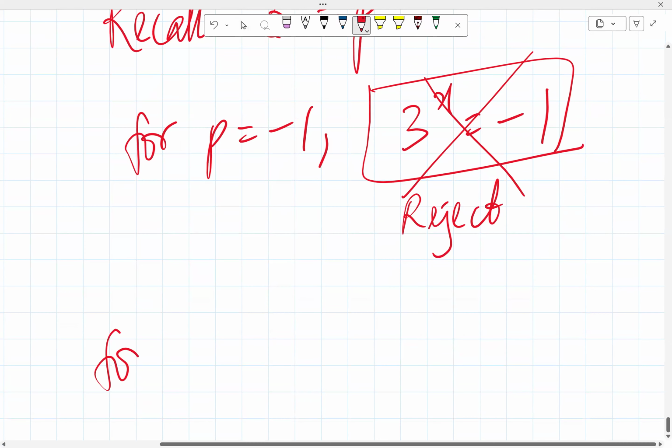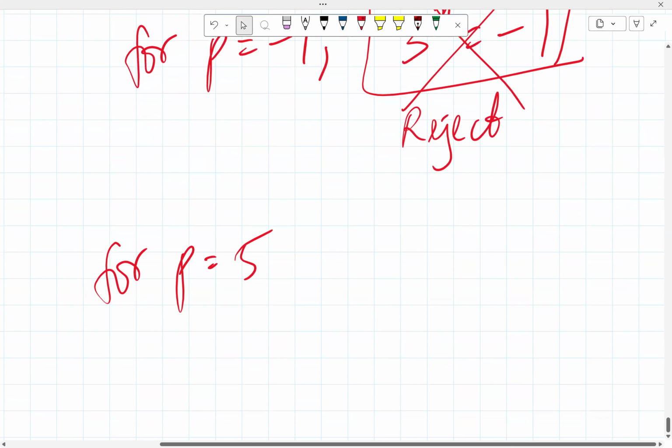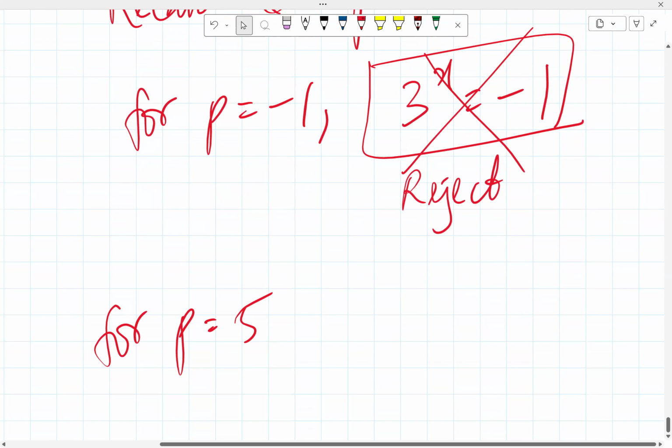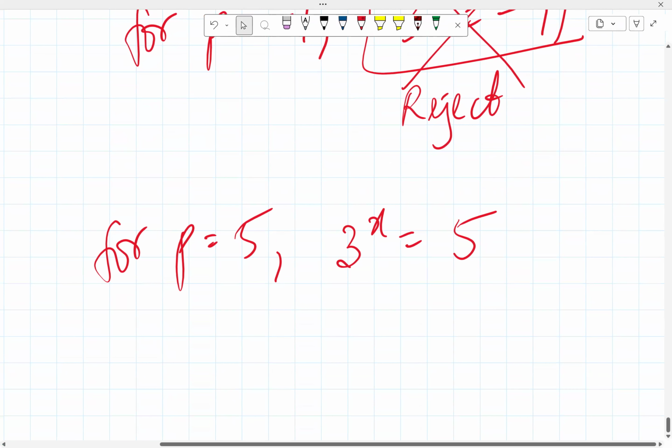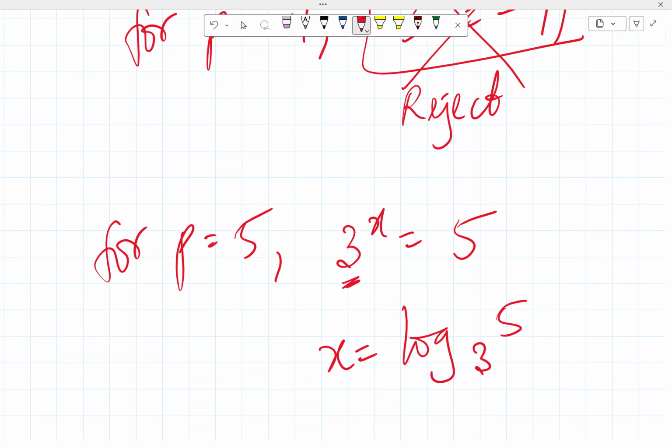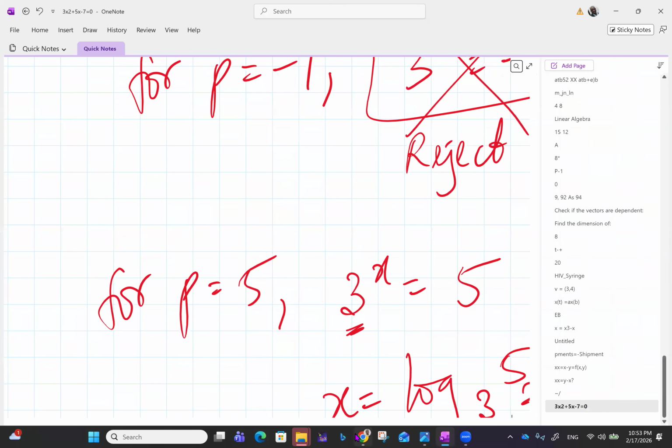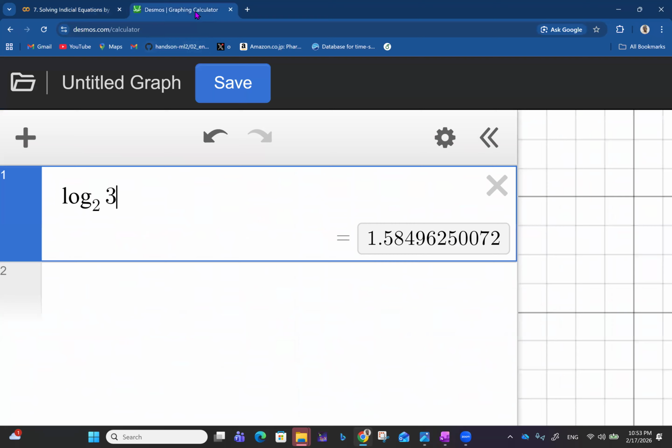Then for the other one, p is equal to 5. So we can then have 3 raised to power x equals 5. We cannot write 5 as 3 raised to power something, but we can take the logarithm at least. Since 3 is the base, x here can be written as log 5 base 3. And log 5 base 3 will be approximately, we go to decimals or punch your calculator.